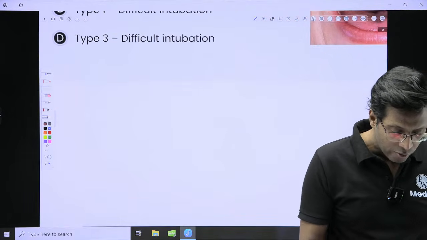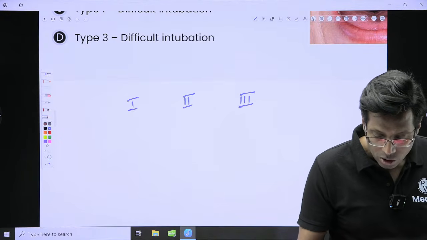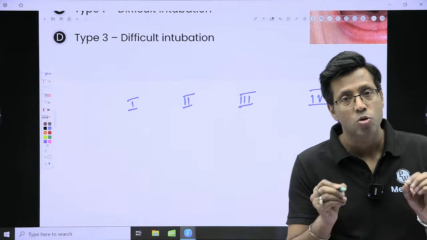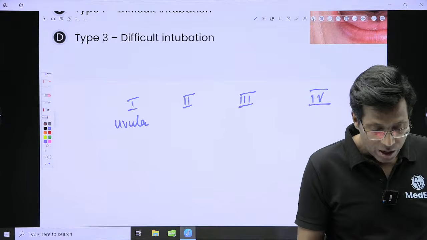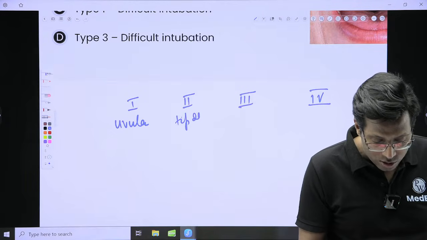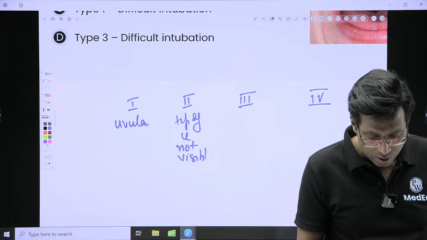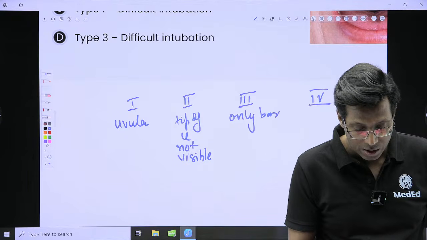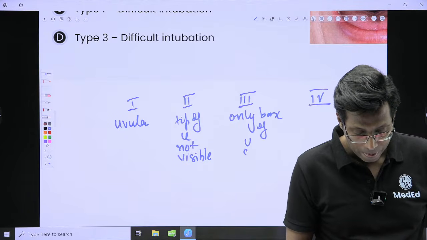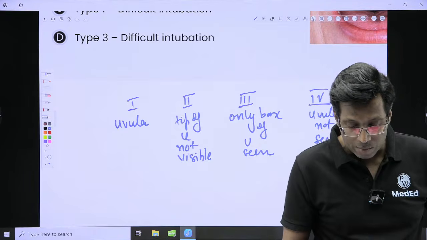So remember, whether it is Mallampatti 1, 2, 3 or 4, the point is just look at the uvula. If the complete uvula is seen, it is Mallampatti 1. If the tip of uvula is not visible, it becomes Mallampatti 2. If only the base of uvula is seen, Mallampatti 3. And if uvula is not seen at all, it becomes Mallampatti 4.